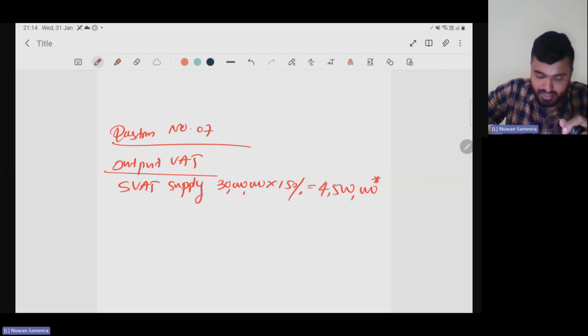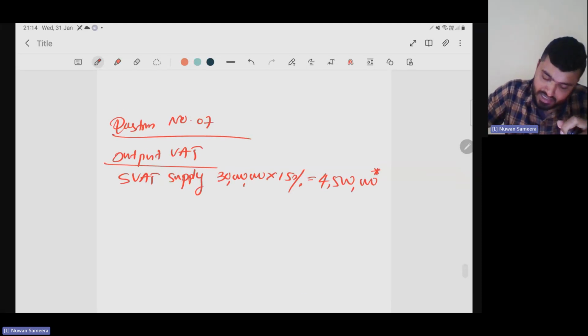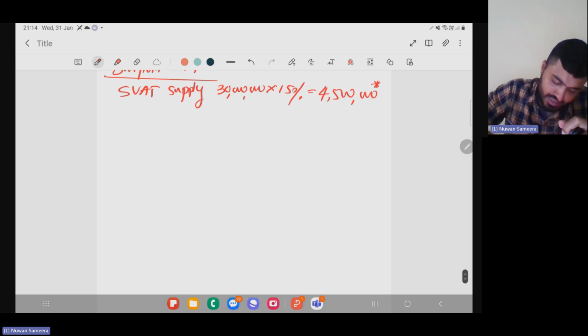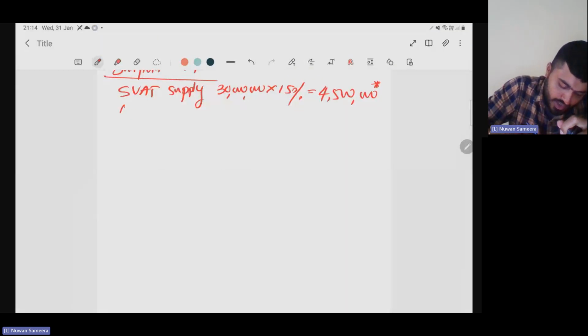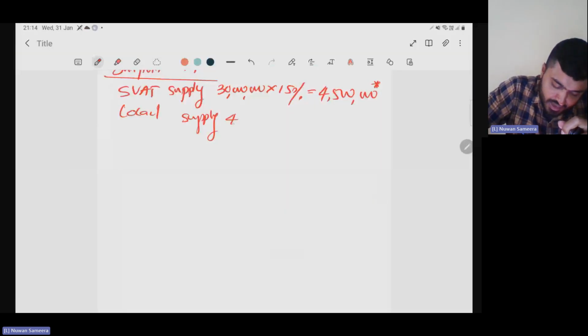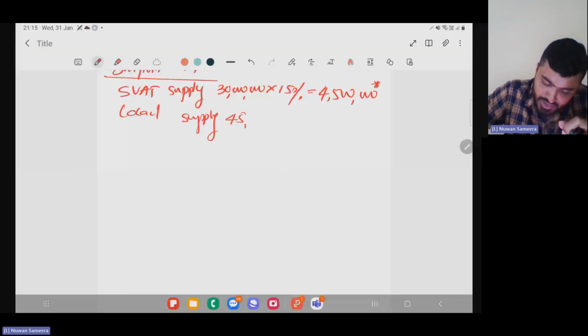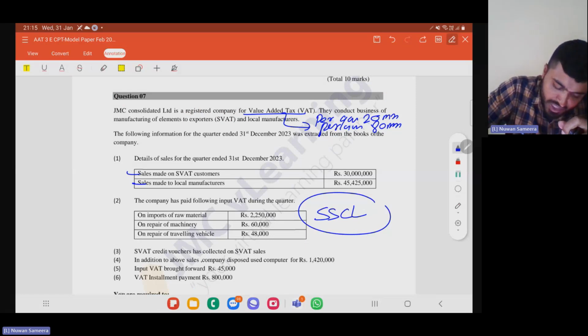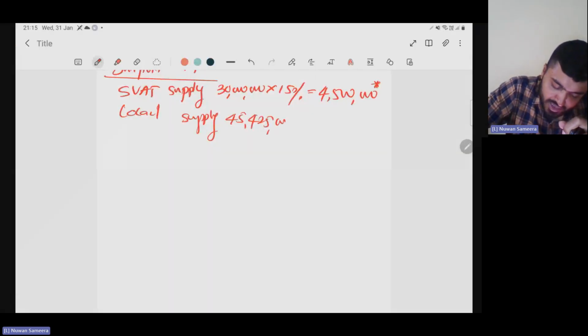So then the other supply is local manufacturers, local supply. So how much is the local supply? Simply if there is export, 0%. If there is export, that should be 0%. So in this case, there is no export supply. If there is export supply, that is 0%. So here 15%.